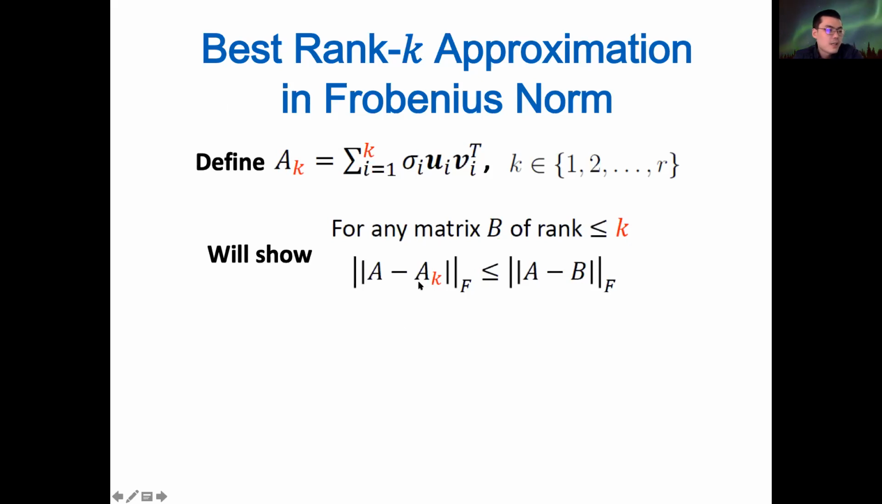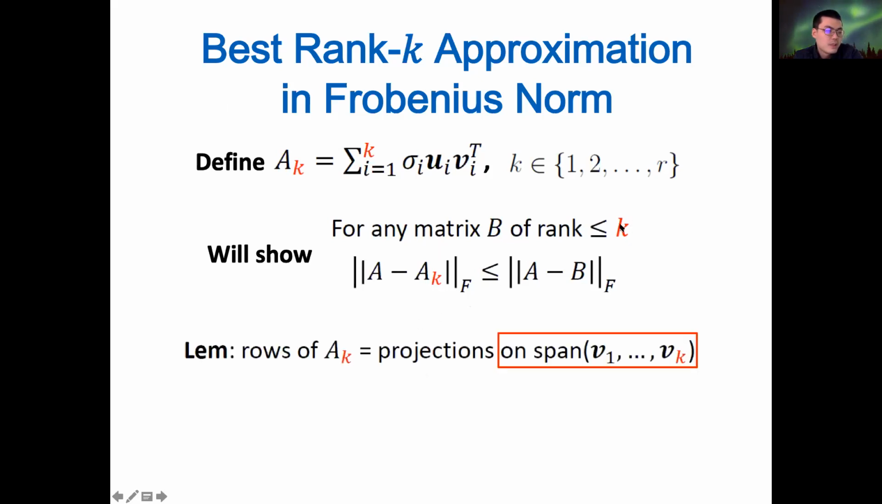Okay. We want to show that AK is the closest among all the matrices of rank K or less than K. This is like the budget, the complexity you allow for matrices. Basically, you don't allow noise, so you allow major components, at most K of them.